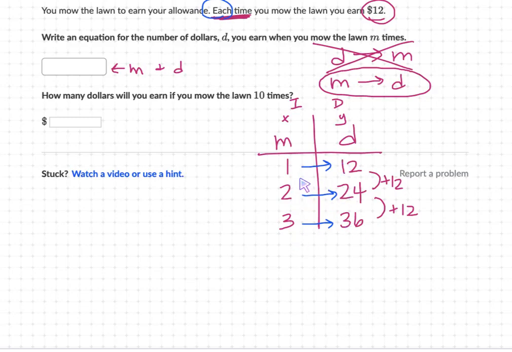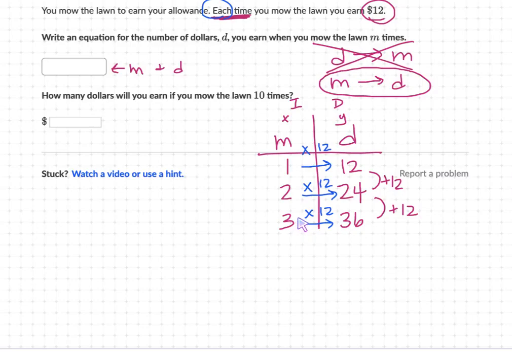No, that's not the case, right? So here I'm actually multiplying. 1 multiplies by 12 to get to 12. 2 multiplies by 12 to get to 24. 3 multiplies by 12 to get to 36. And you can use a calculator to double check that as well. So the multiplication is actually the relationship between my independent and dependent variable. The addition helps me build on each time, but the relationship between mowing the lawns and the dollars earned is actually multiplication. So you have to be very careful with that.